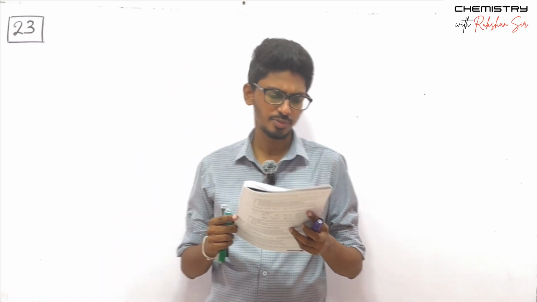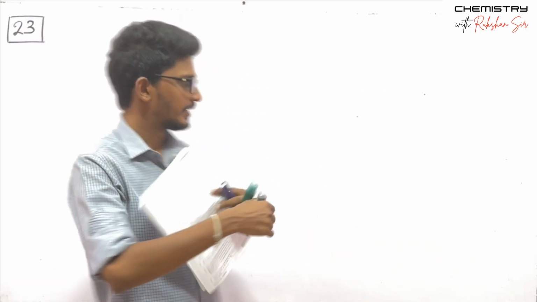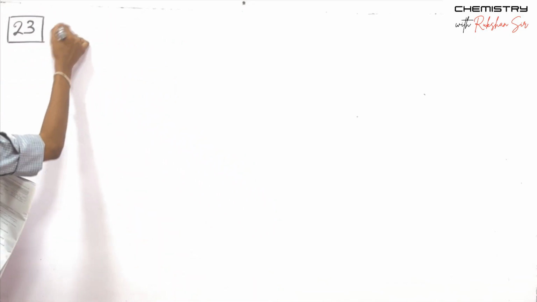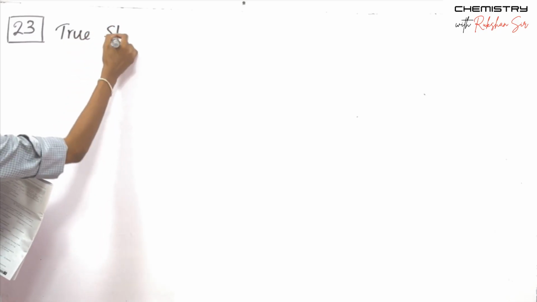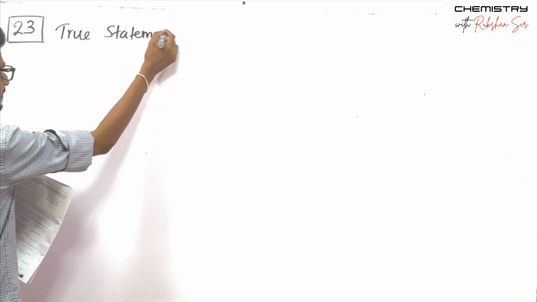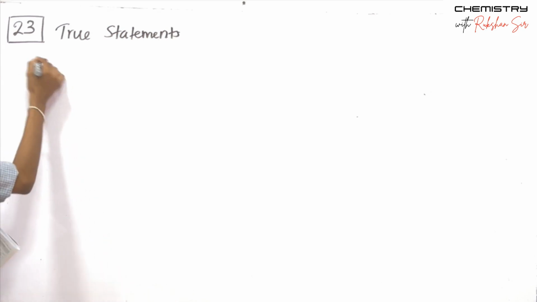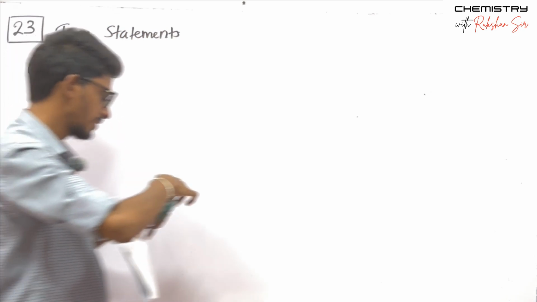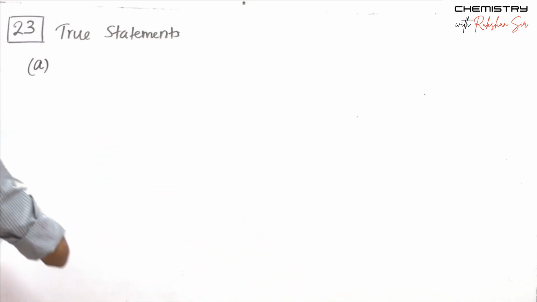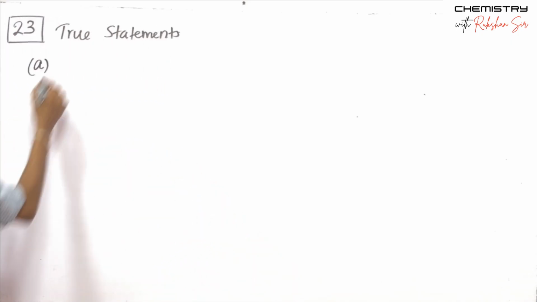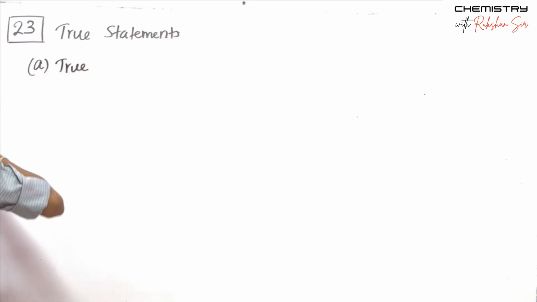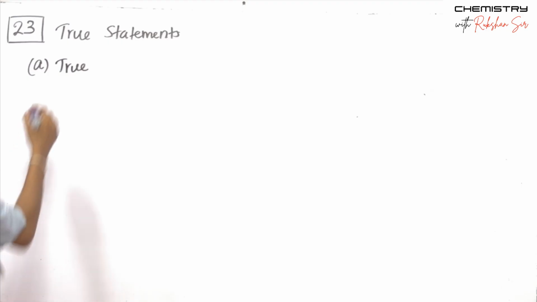See what it says. Which of the following statements is/are true? Part A: electrons have particle as well as wave properties. We are looking for true statements here. That is true, no? That is true, which was actually first suggested by de Broglie.